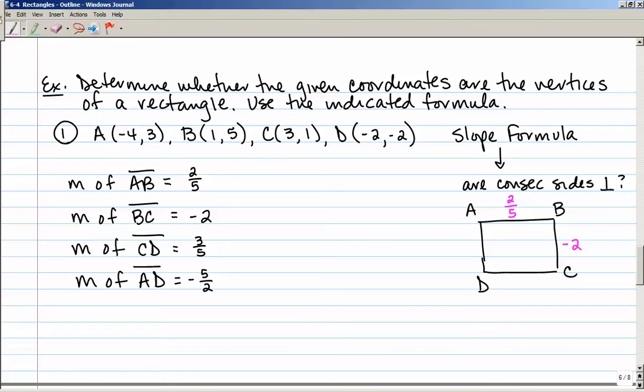Okay? CD, the slope of that is 3/5, and actually those two would have to have the same slope in order to be a parallelogram, which is a condition for being a rectangle. And then the slope of AD is -5/2, and actually AB and AD are opposite reciprocals of each other, so these two sides would be perpendicular to each other, but none of the others are. So no, this is not a rectangle because consecutive sides are not perpendicular to each other.